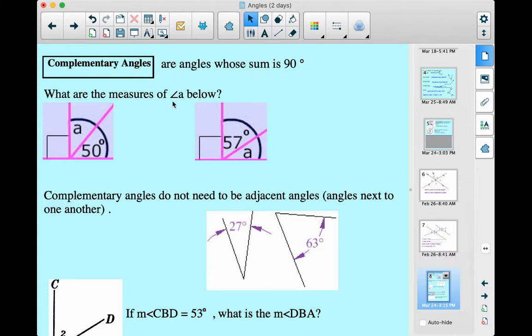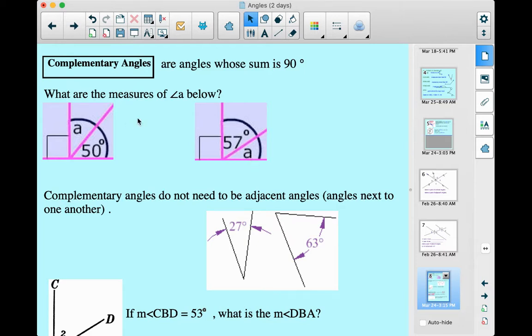that definition on the back along with the picture. Here I have a picture of a couple of examples. Remember, 90 degrees is a right angle. So complementary angles together will make up a right angle. We have a picture of a right angle here. It says this angle is 50, and this angle we're calling angle A. These two angles together are complementary because together they make 90 degrees. Same thing here, a 90-degree angle. We have this 57-degree angle and this angle just marked A. It's another example of complementary angles.